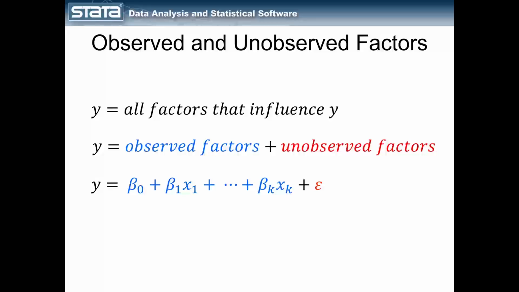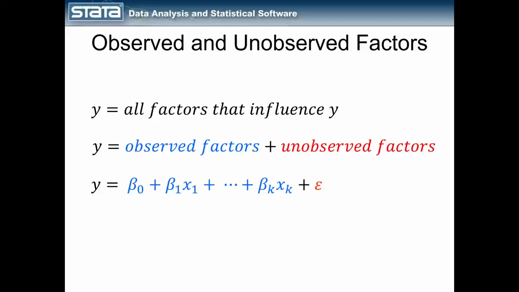Y, when we fit a regression model, we're saying that Y is equal to all of the possible factors that could influence Y. We're going to separate those into two groups: the observed factors, the things we have in our data set, and the unobserved factors, things we didn't observe or that aren't in our data set. The observed factors are usually the variables, the X's, the things we actually put in our model.